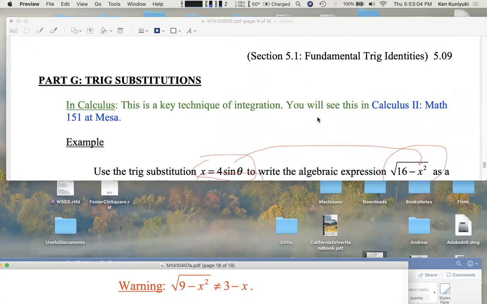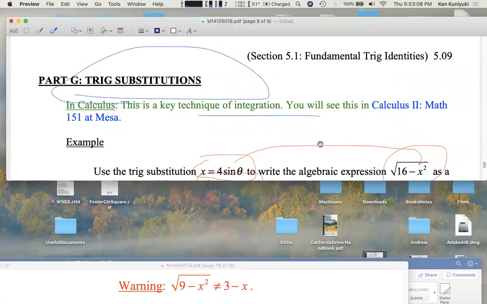You're going to do all this stuff in Calc 2, the technique of integration by trig substitutions. Next up, we're going to verify trig identities in 5.2.